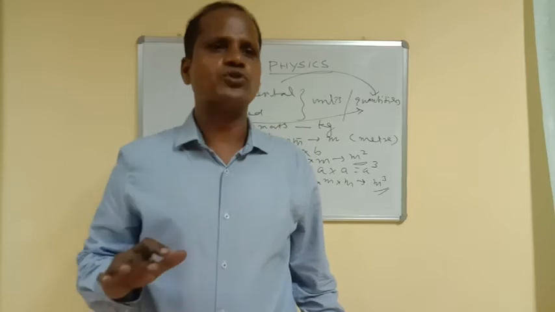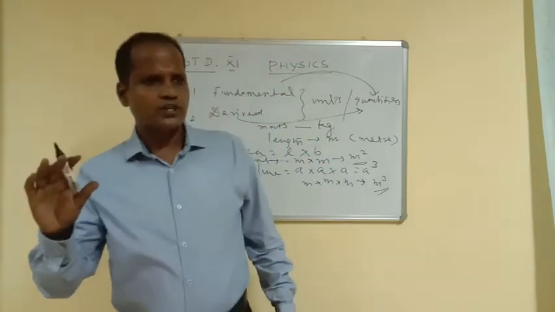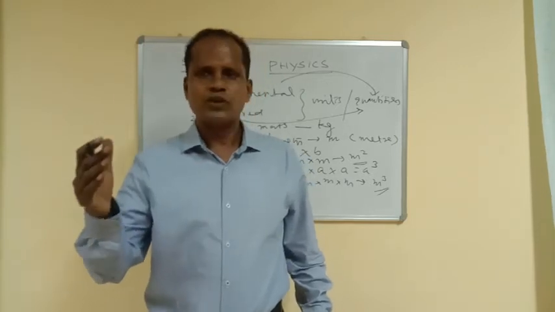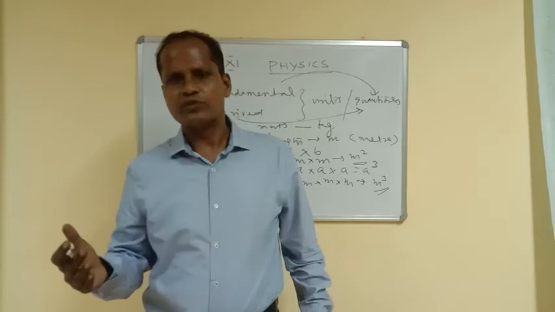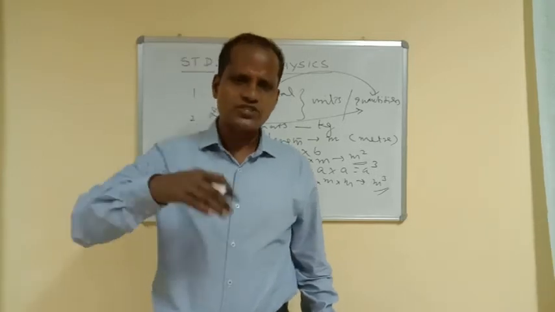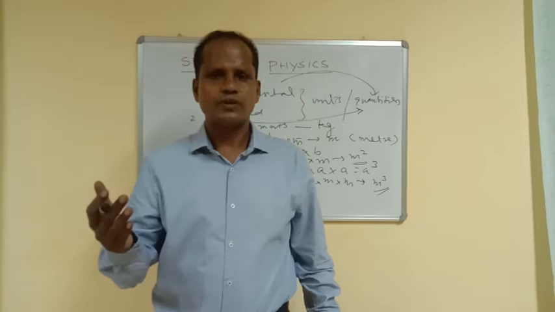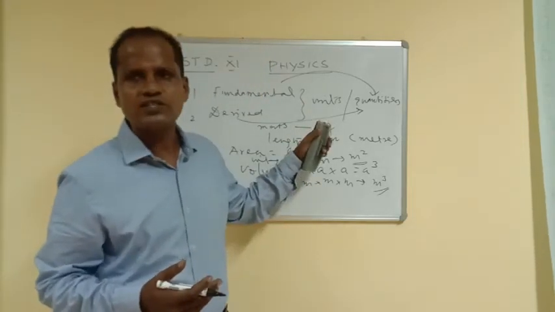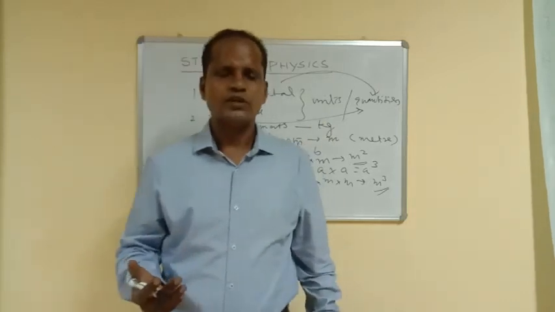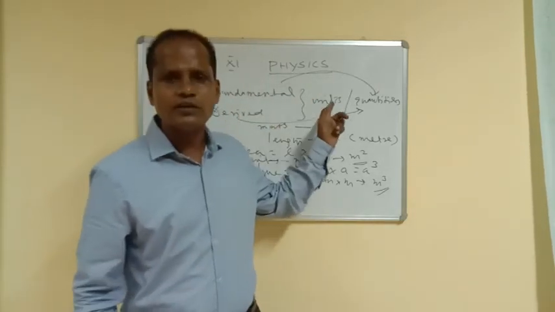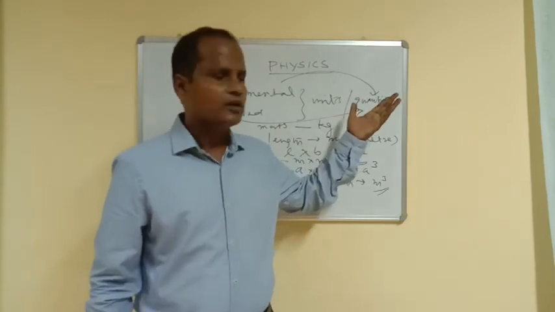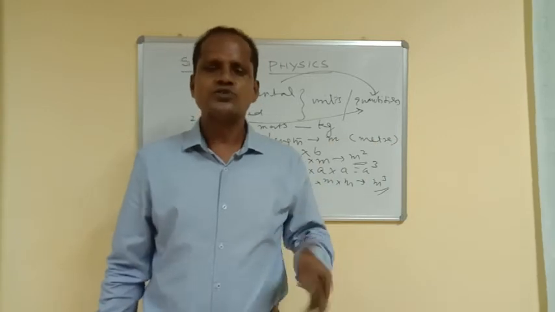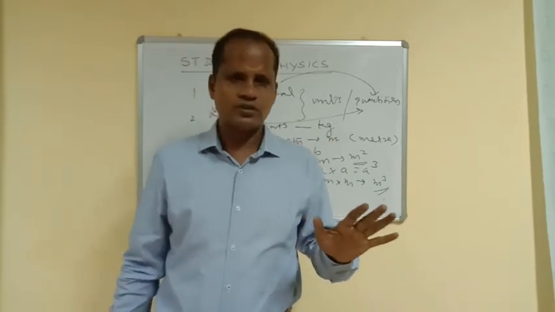So you must be clear about what is meant by physical quantity. There are two types of physical quantities: one is fundamental physical quantity, another is derived physical quantity. Based on this, there are two types of units: fundamental units and derived units. Fundamental units are units which are independent of one another. Derived units are units which are derived from the fundamental units. Okay, so we can have a clear idea about this.